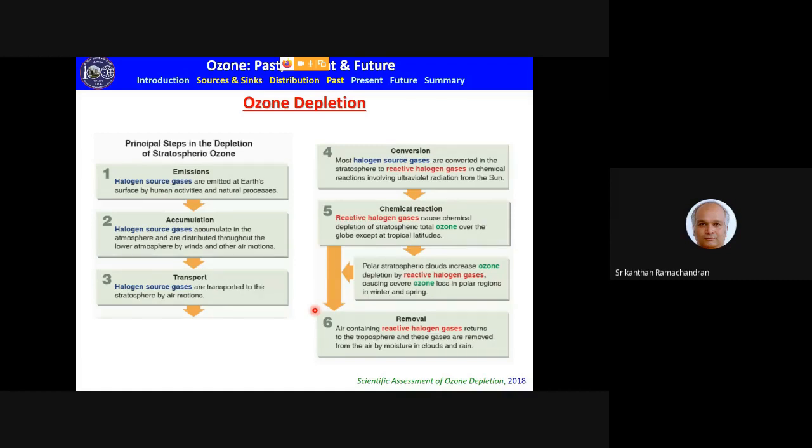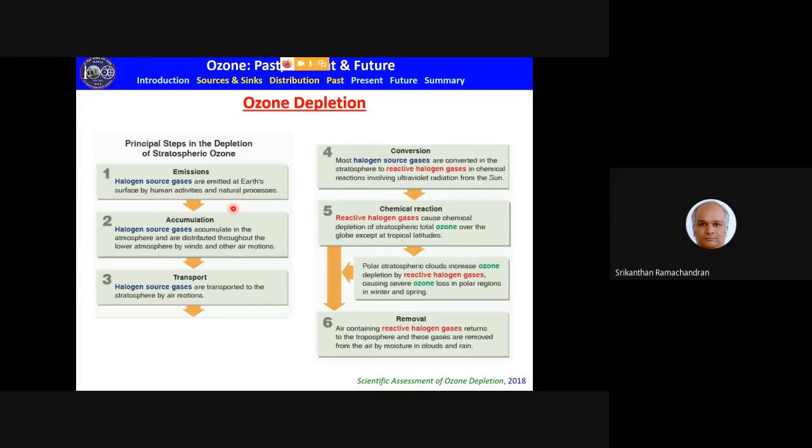There are principal steps involved in the depletion of ozone, mainly stratospheric ozone. The halogen source gases are emitted at the Earth's surface by human activities and natural processes. They accumulate in the atmosphere and get distributed throughout the lower atmosphere by winds and other air motions. Then these halogen source gases get transported to the stratosphere by air. Then they get converted into reactive halogen gases in chemical reactions involving ultraviolet radiation from the sun.